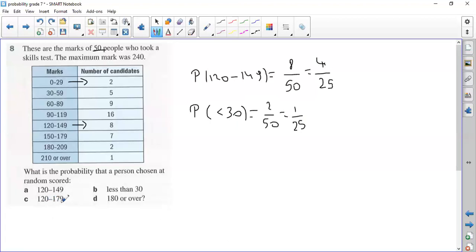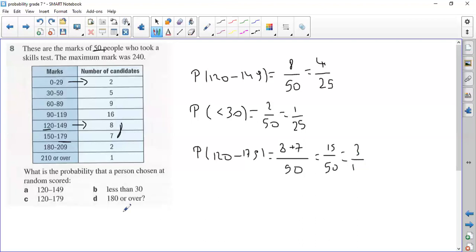Between 120 and 179, so 120 starts from here and 179. That means I have to take both these intervals. So the probability between 120 and 179 will be 8 plus 7 over 50. Okay, it is 15 over 50, or if you simplify with 5, 3 over 10.